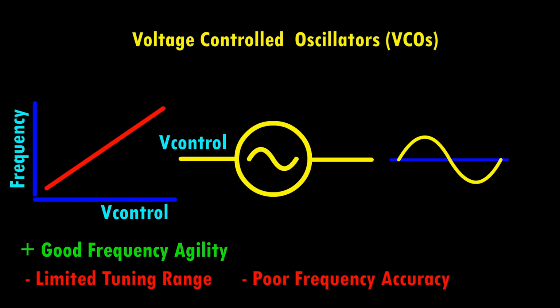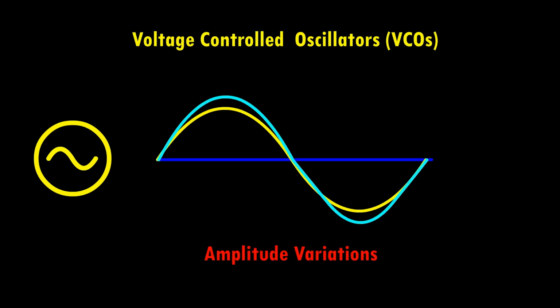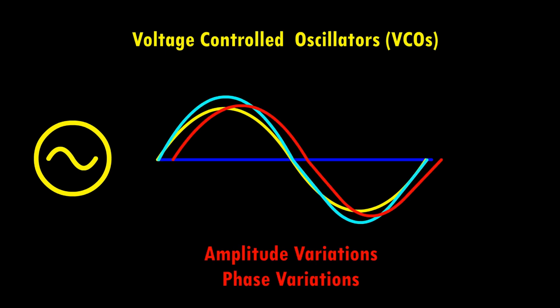Let's analyze the time domain representation of a sinusoidal VCO output. Ideally, it resembles a sine wave, but in practice, both its amplitude and phase can fluctuate over time. Since the frequency is defined as the rate of change of phase, these phase variations mean that the frequency of the VCO cannot be precisely defined.